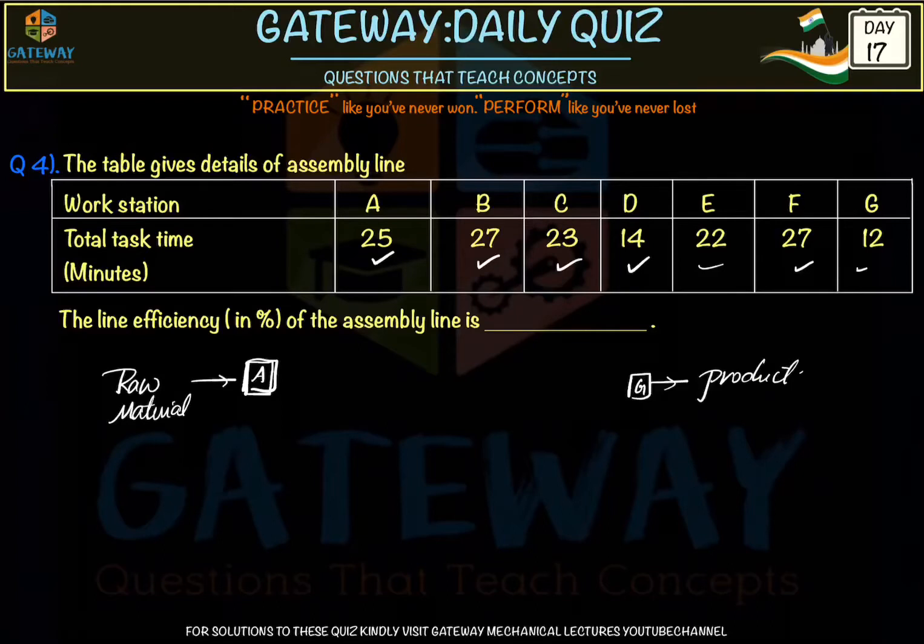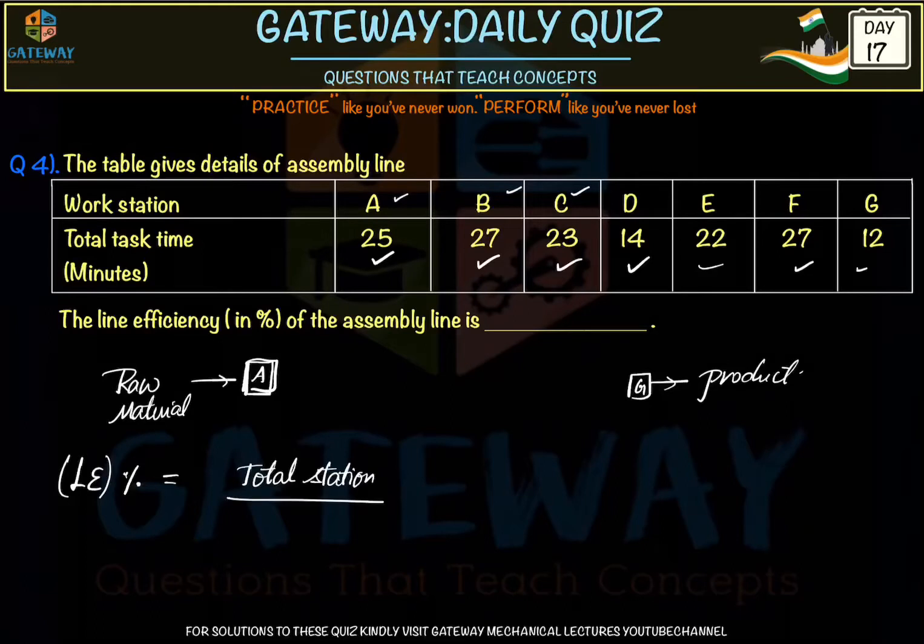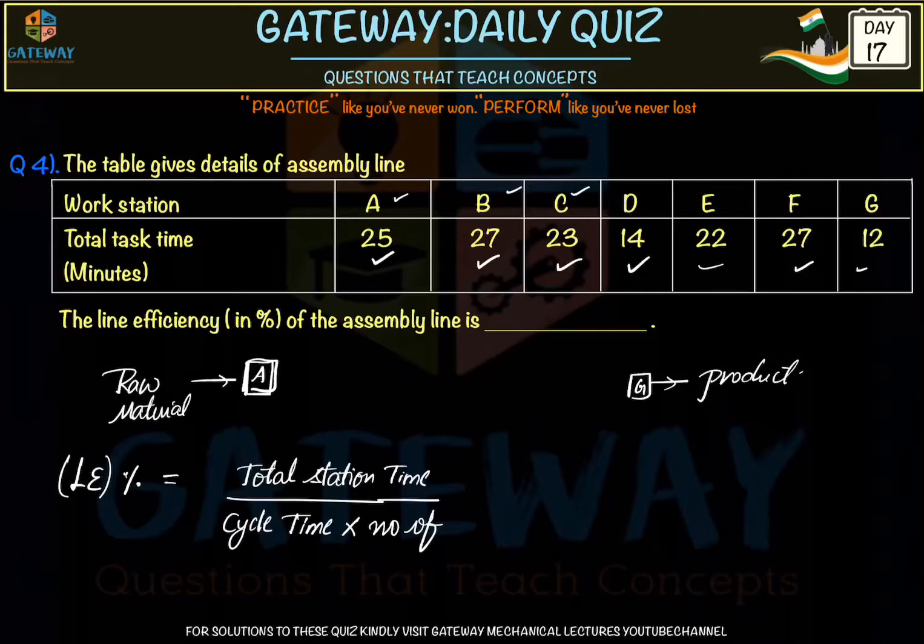Generally, line efficiency is denoted by LE, in percentage. It is given as the total station time. Each part is called a station, so at all the stations, how much time will it take? That is the total station time. Total station time upon cycle time, we'll discuss what cycle time is, into the number of stations in the line.